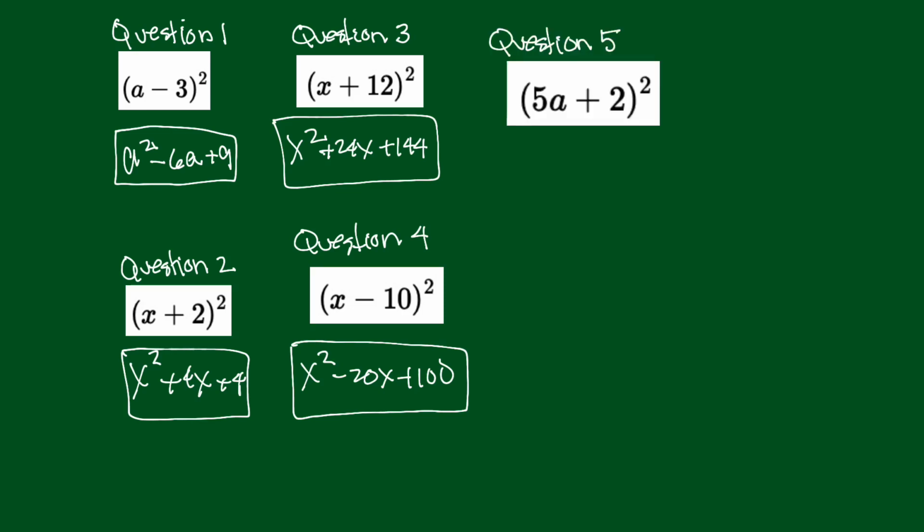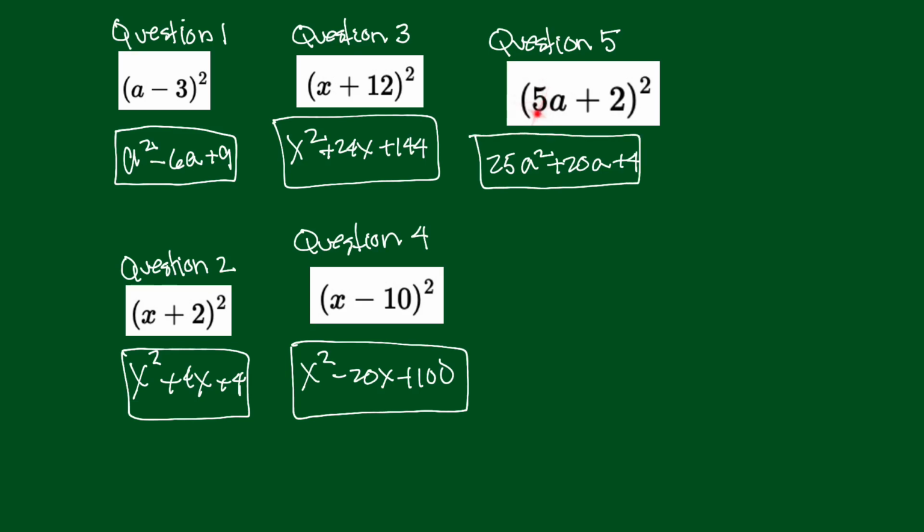Question 5, once again, we're squaring a binomial, so here's our template. Square the first. The first is 5a, square it, we'll get 25a squared. Now multiply these two together and double it. Multiply them together, I get 10a. If I double it, I get 20a, and then square the last, +4. There we go.